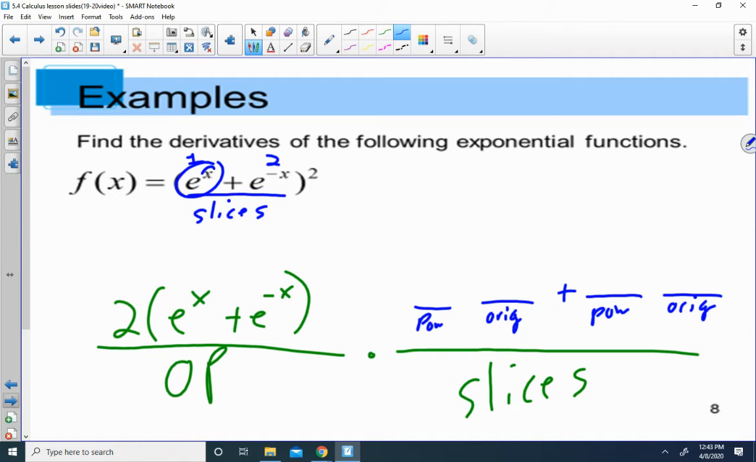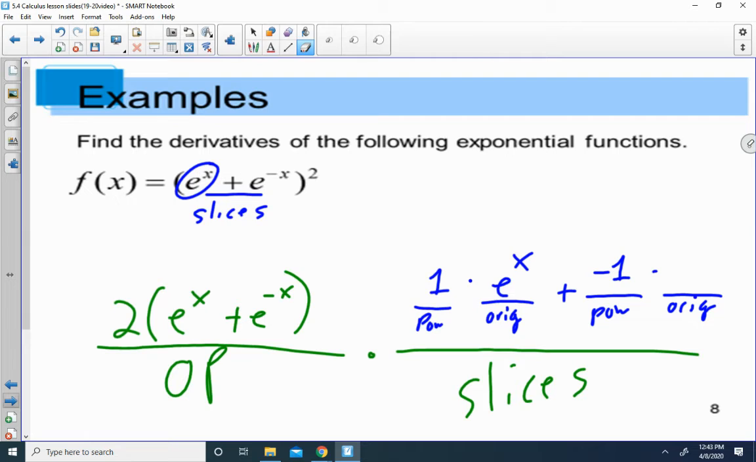For the first one, take the derivative of the power, which is going to be 1. Then multiply that by its original. And its original was 3x. So that takes care of the first part. Now let's look at part 2. Take a look at the power, find its derivative. And the derivative of negative x is negative 1. And then multiply that by the original. And the original is all of that, e to the negative x.